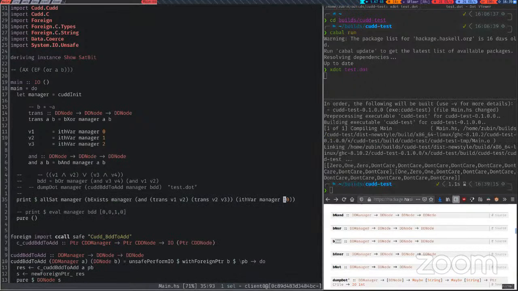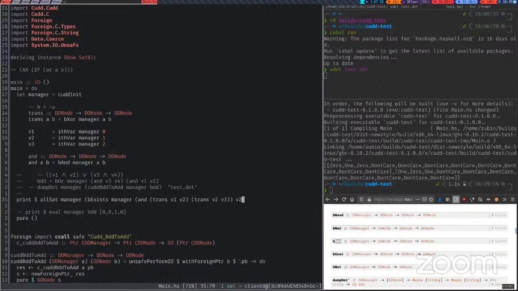Another question that comes up, that I'm surprised people haven't asked, is where is the variable ordering that you're using defined, Zubin? That's just defined by the index. Okay, maybe you did mention it. So whatever number you give is the variable ordering. And since that variable ordering has to be defined in advance, you will have to give the manager the number of variables.